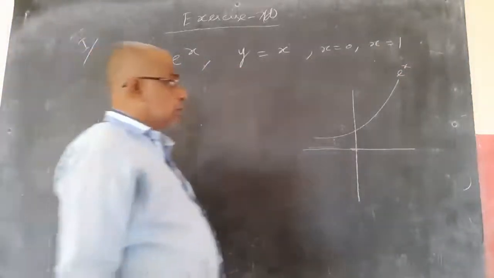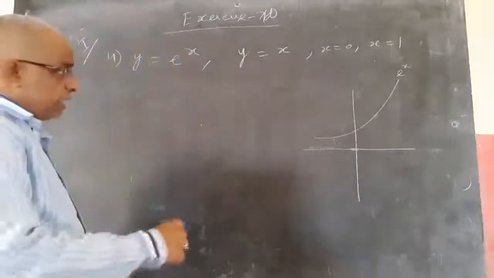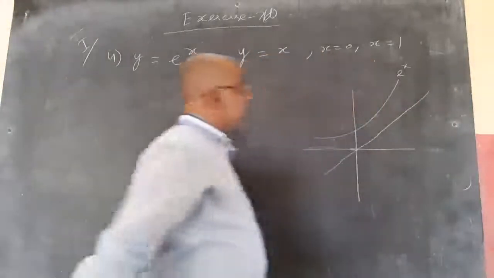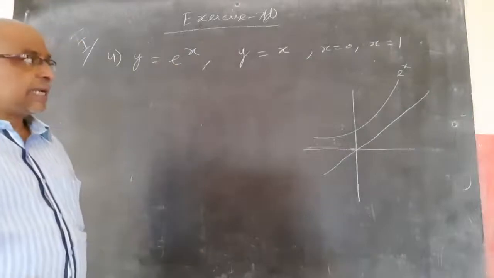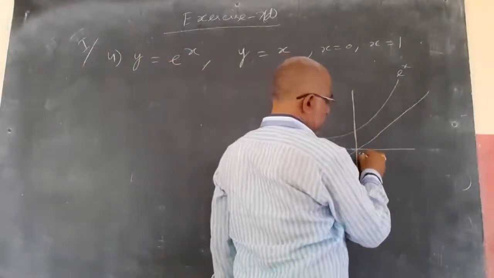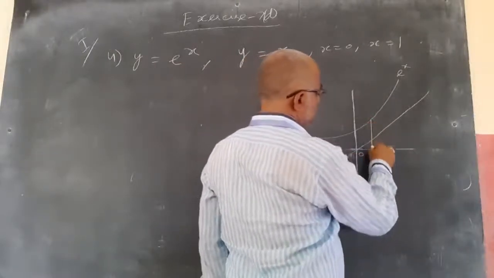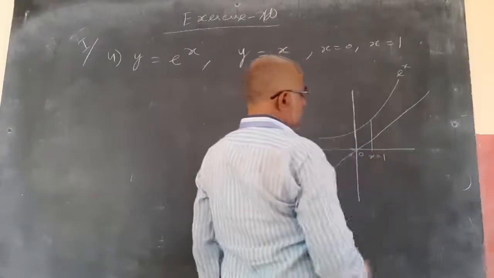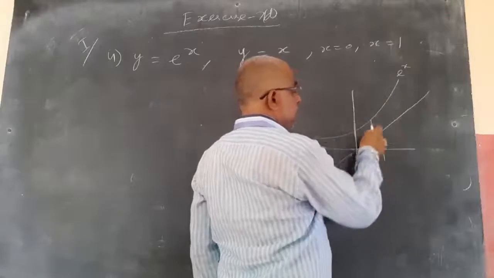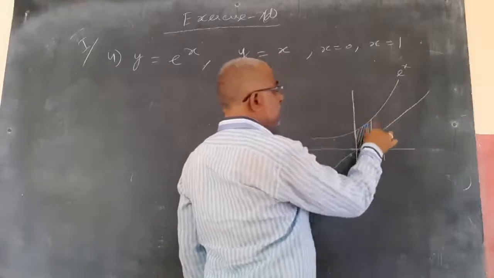The only difference is e is a fixed value, a is not a fixed value. Next, y equal to x is a graph like this. Next, x equal to 0 means y axis, and x equal to 1 is a line like this. So in between all the four, this curve, this curve, this line, this line. So what is the area? This area is asking.